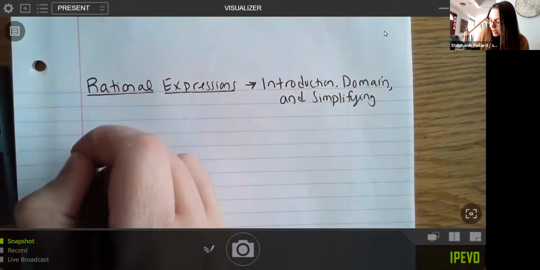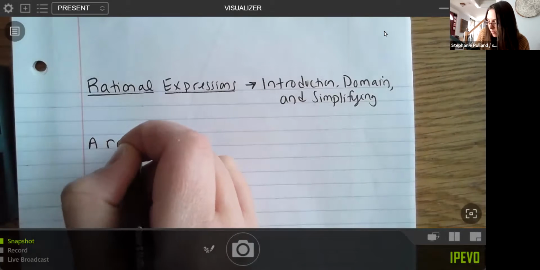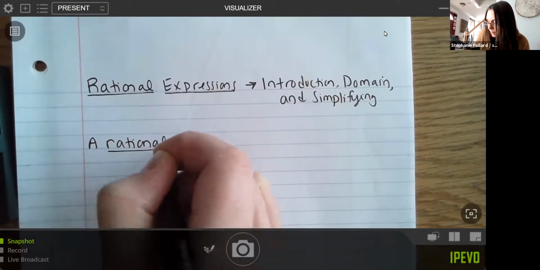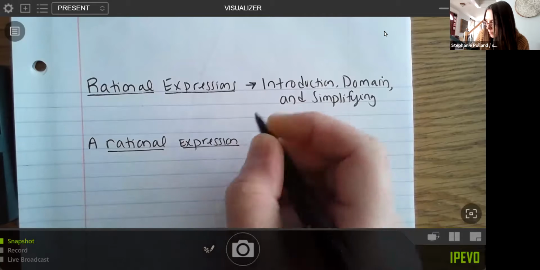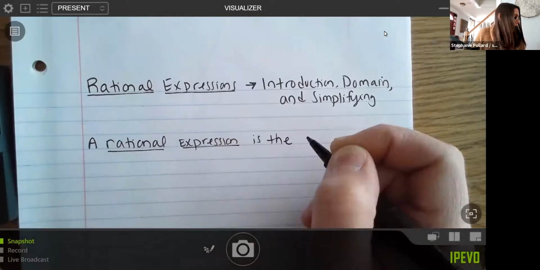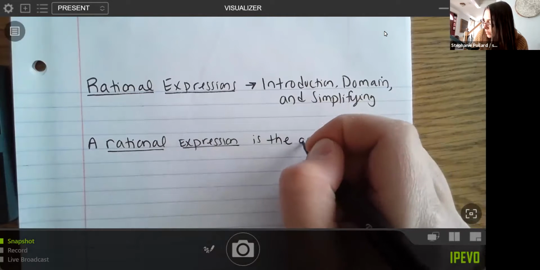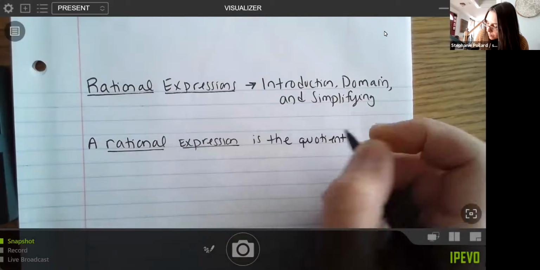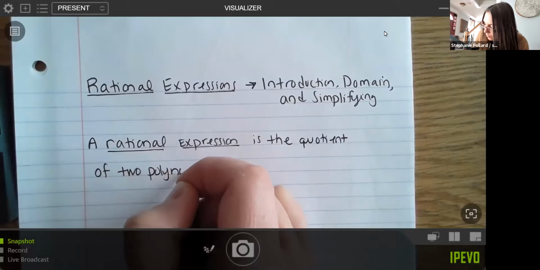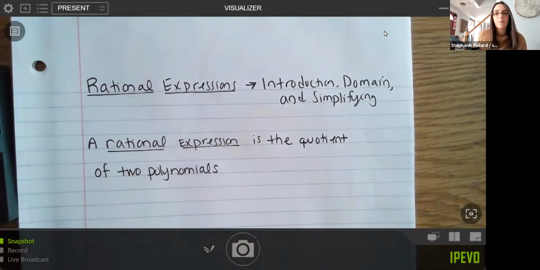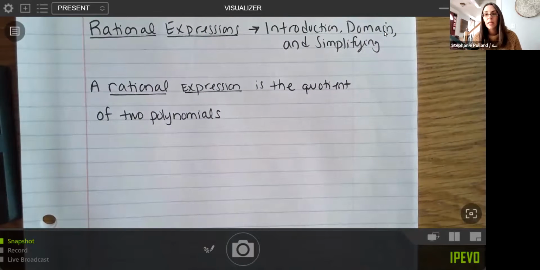So first, a rational expression is the quotient of two polynomials. So quotient means division. So basically we're looking at ratios here, or they look like fractions, but instead of just having a normal, let's say numerator and denominator, they're going to be polynomials.